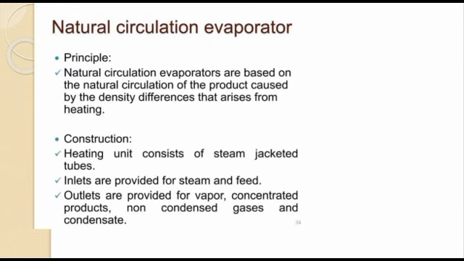Natural circulation evaporator. Principle: natural circulation evaporators are based on the natural circulation of the product caused by the density difference that arises from heating. Construction: heating unit consists of a steam jacket and tubes. Inlets are provided for steam and feed.